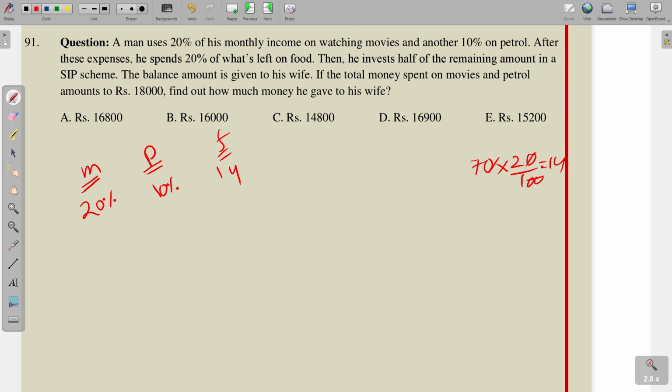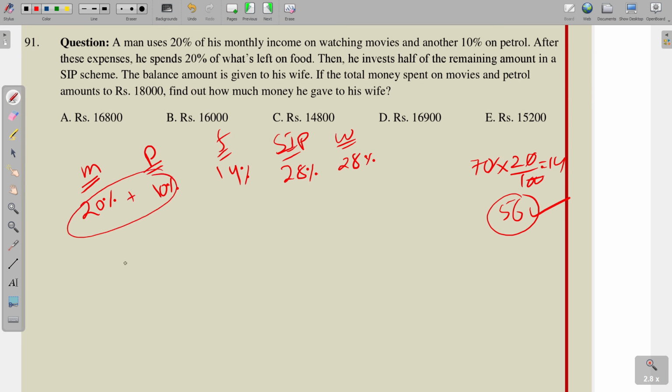In that 70, 14 are completed. After completion of 14, the remaining is 56. Of this 56, half of the amount goes into the SIP scheme, and the balance amount is for his wife, which is 28, so 28%.